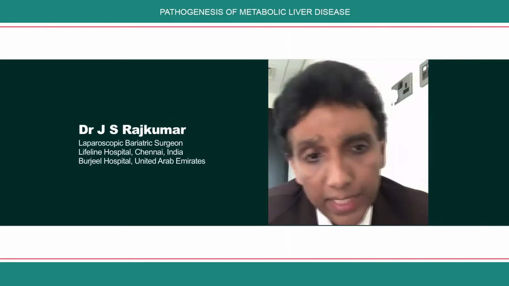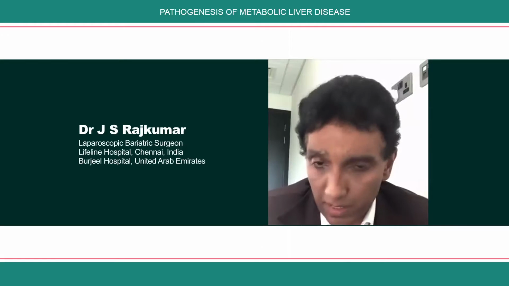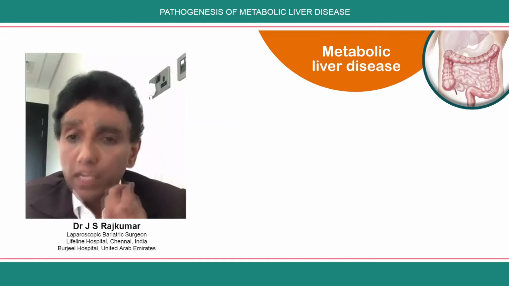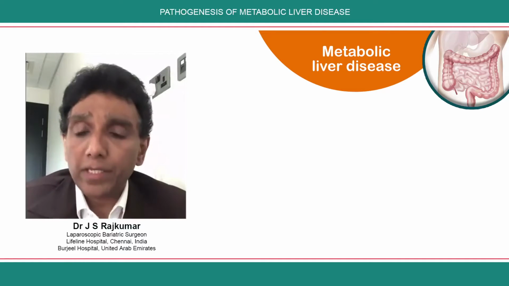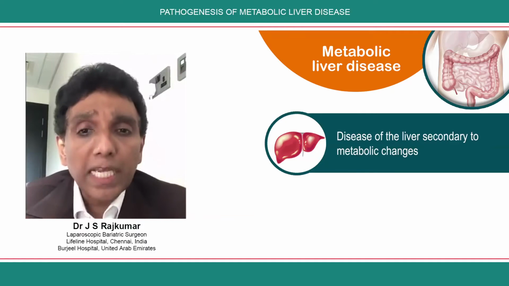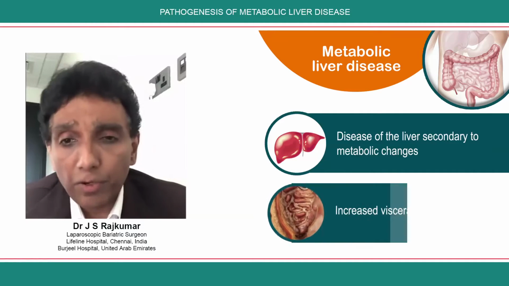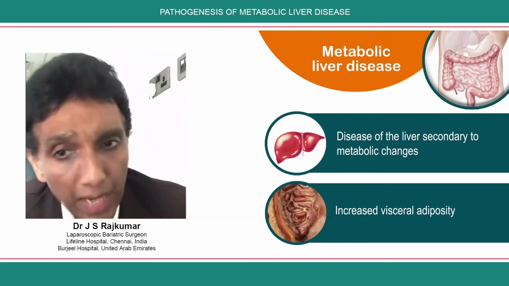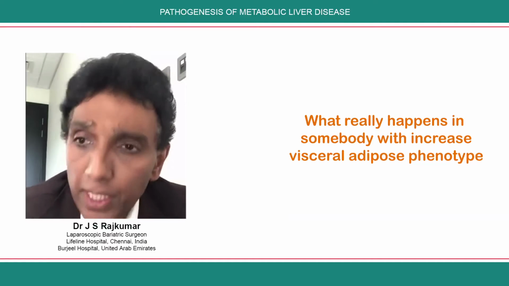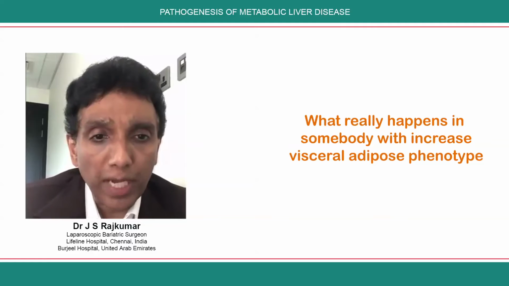Let's look at the pathogenesis of metabolic liver disease. The term metabolic liver disease is usually utilized to indicate disease of the liver that happens secondary to metabolic changes like an increased visceral adiposity. What really happens in somebody with an increased visceral adipose phenotype?